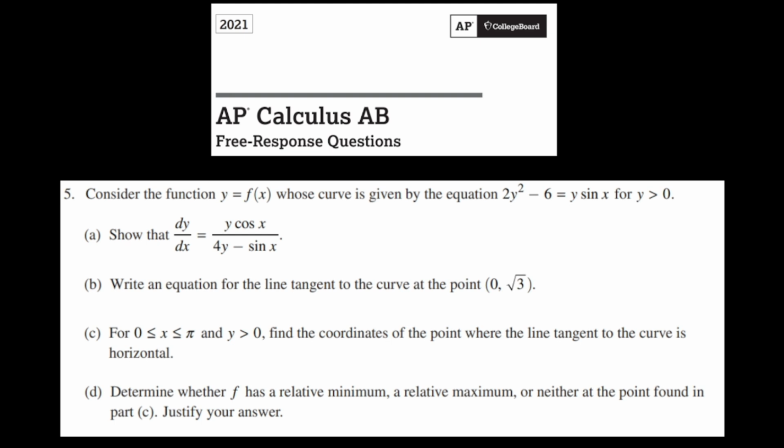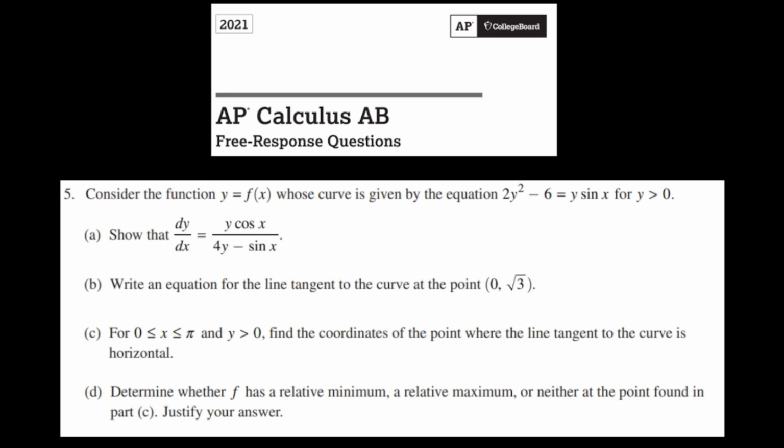But that means that you have to be very careful about showing your work. When they ask you to show that dy dx equals that expression, that means that what they're checking for is clean, accurate, and organized work that supports the conclusion that that is dy dx. I'll show you how to do that when we work on part A.